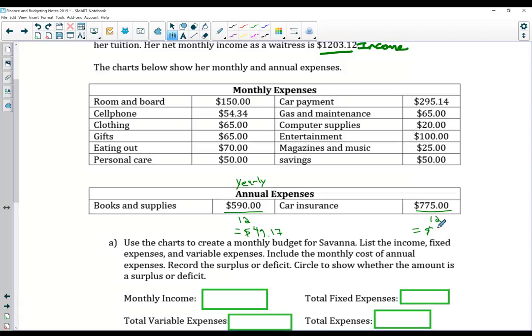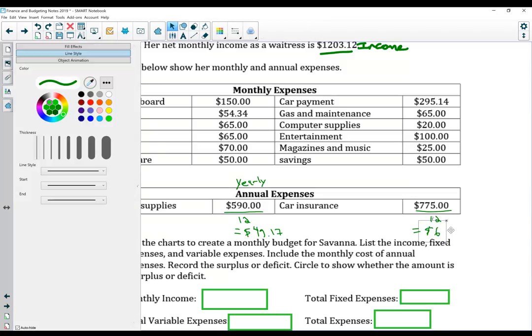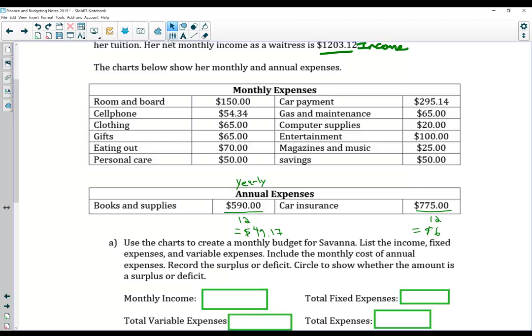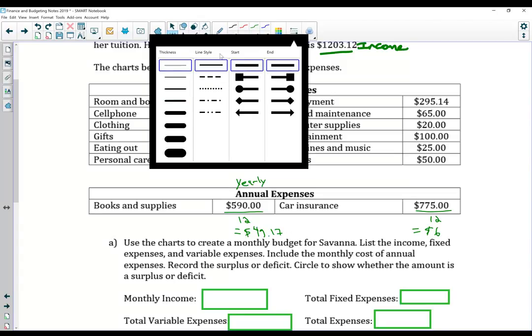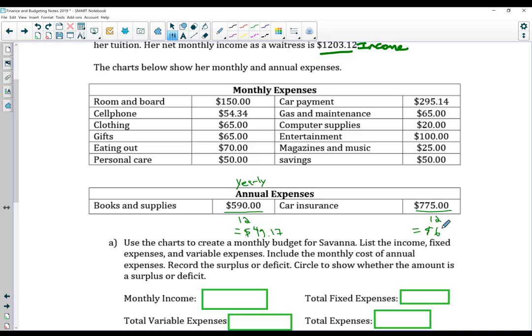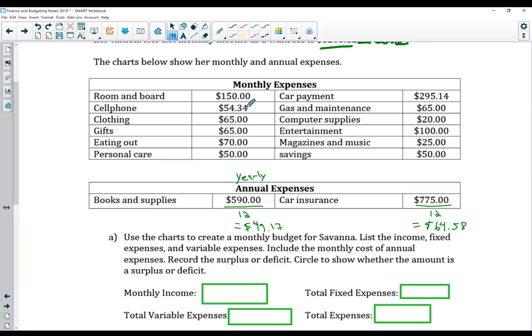$64.58. Okay, so we have some monthly expenses, some annual expenses, but we've broken it down into a monthly fee.